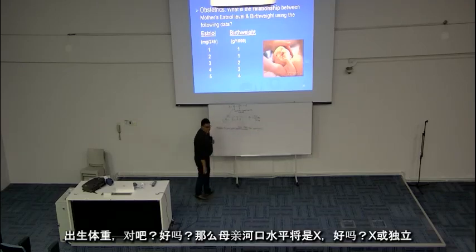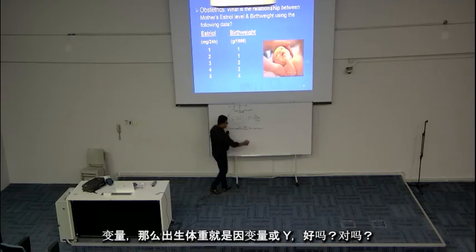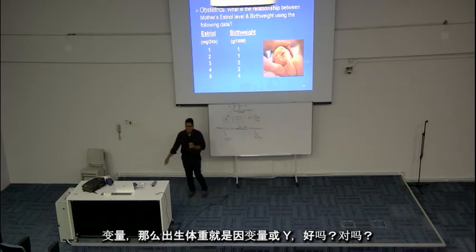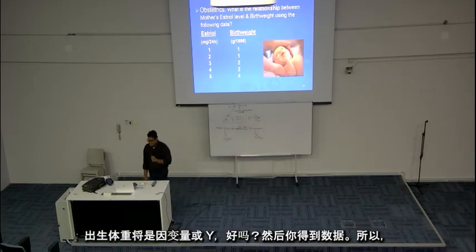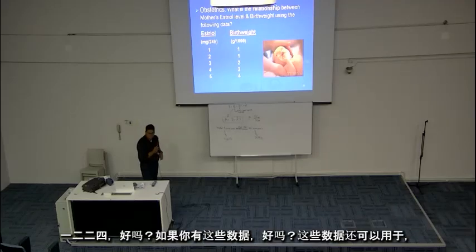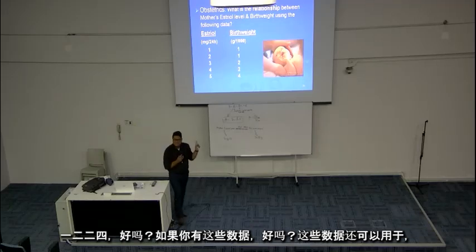So mother's estriol level will be the X, the independent variable, and the birth weight will be the dependent variable, or Y. Then you get the data: 1, 2, 3, 4, 5. We have only n equal to 5 data, and then the birth weights are 1, 1, 2, 2, 4. This data also can be used for the correlation.